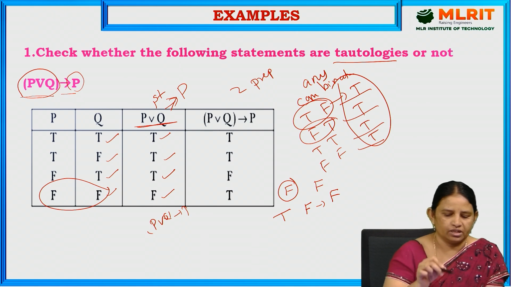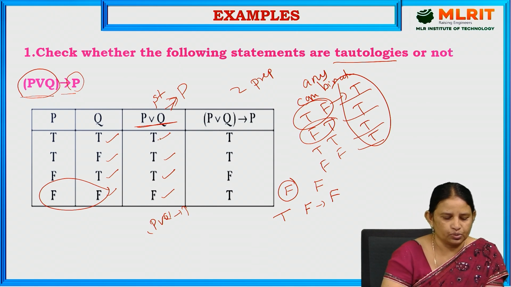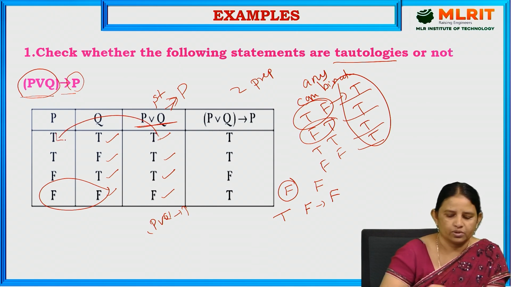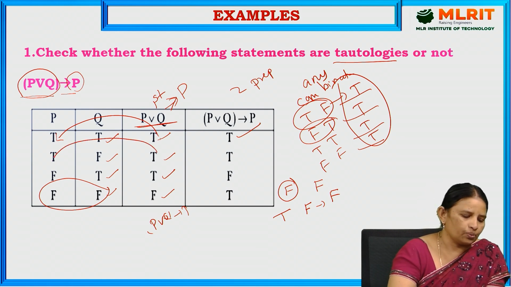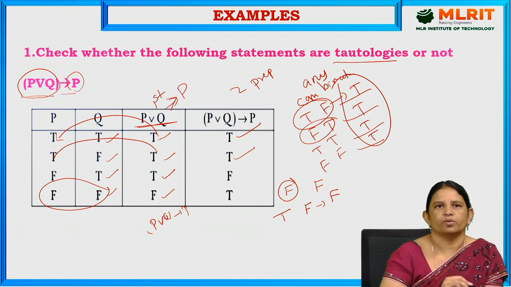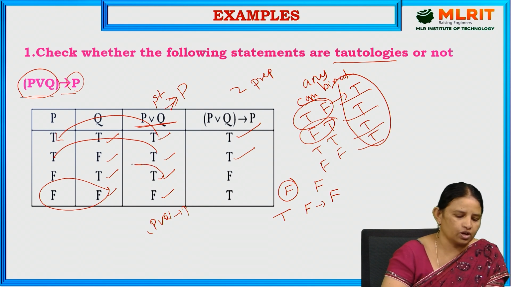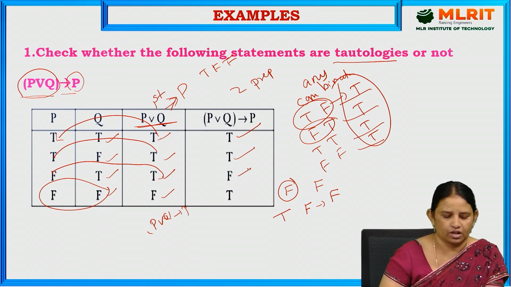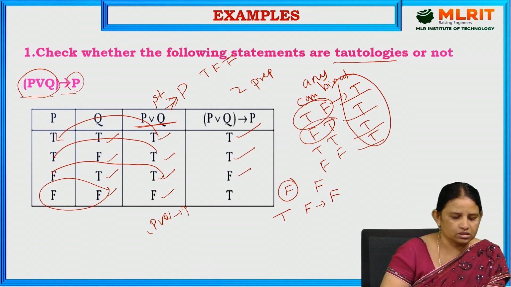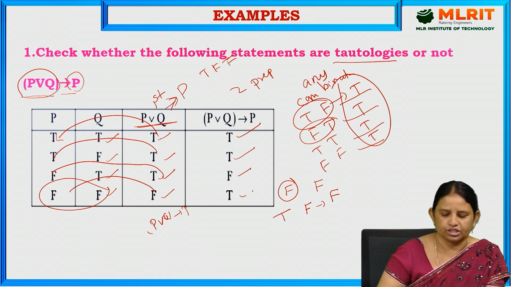Let us look at the same thing. P or Q is true, and P is true, so it returns a true value. Next, true, true, then true. Next, true, false. For only this combination, true, false, it returns a false value. Then false, false: it returns a true value.